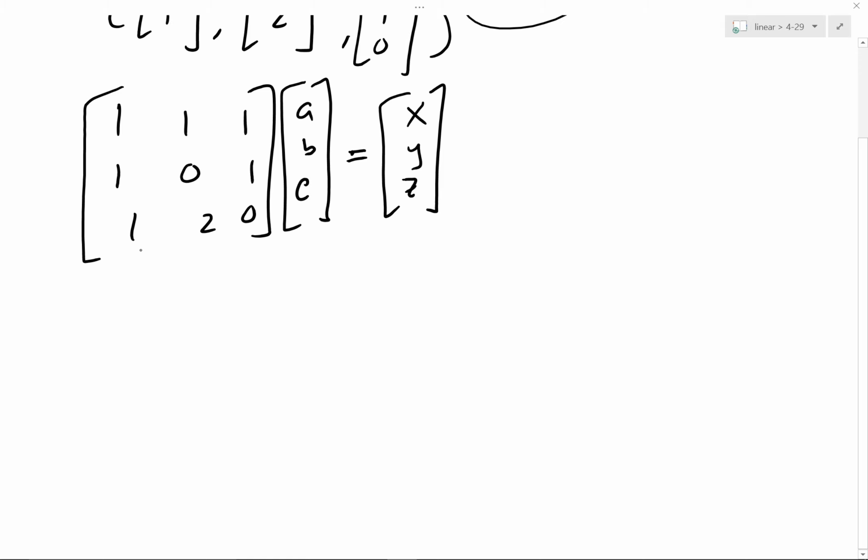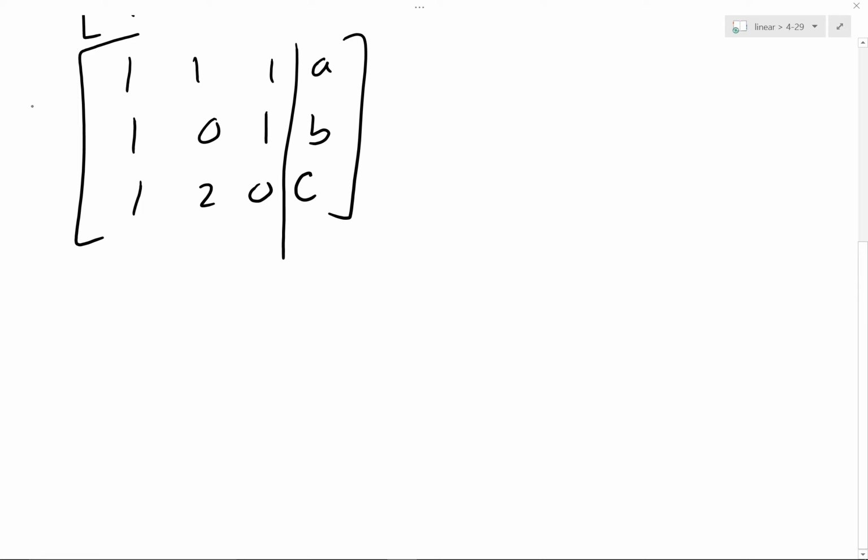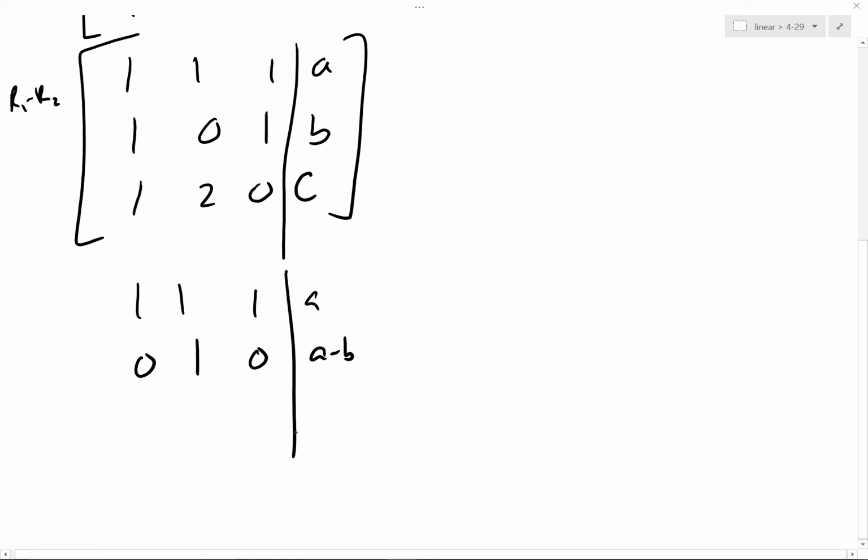Now, how are we going to try this? We're going to create an augmented matrix. Let's try this and do a little row reduction here. So R1 minus R2. Oops, try again. 1 minus 1 is a goose egg, 1 minus 0 is 1, 0, A minus B. And then R1 minus R3.